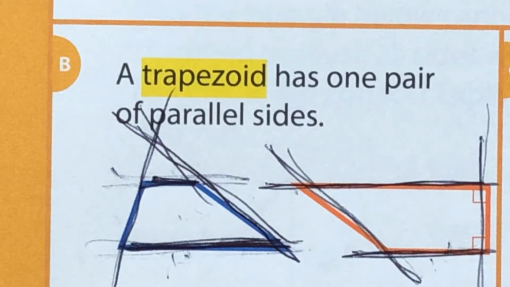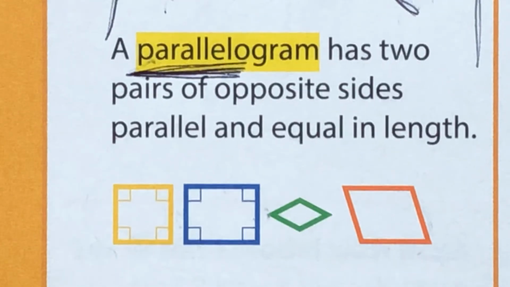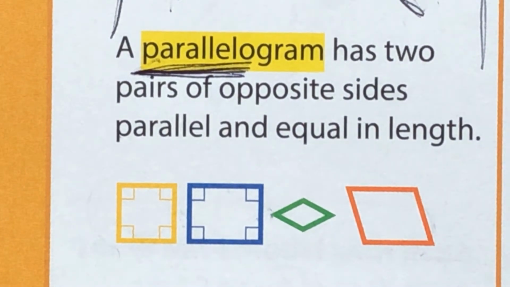Trapezoid, one set of parallel sides. Parallelogram, two pairs of parallel sides. So let's look at some examples and let's identify these. Right now, tomorrow, and later in the week, we're going to be learning more specific terms for parallelograms and quadrilaterals and so on. But right now, we're only identifying a shape as a trapezoid, a parallelogram, or the broadest term there is, quadrilateral. So let's look at some examples.